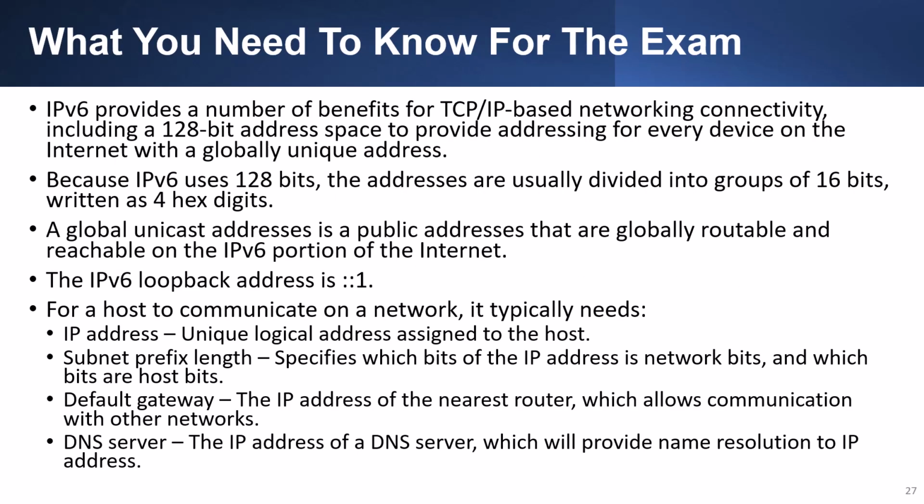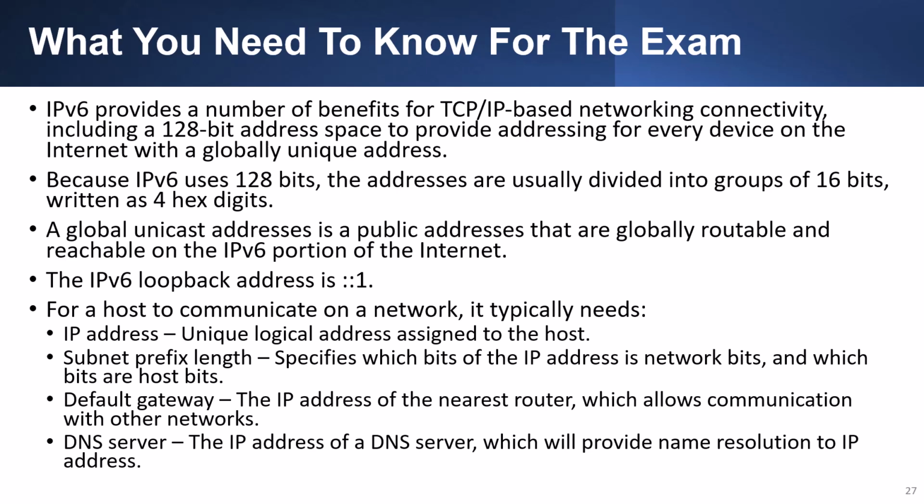In summary, IPv6 provides a number of benefits for TCP/IP-based network connectivity, including a 128-bit address space to provide addressing for every device on the internet with a globally unique address. Because IPv6 uses 128 bits, the address is usually divided into groups of 16 bits written as 4 hex digits. A global unicast address is a public address that is globally routable and reachable on the IPv6 portion of the internet. The IPv6 loopback address is ::1.